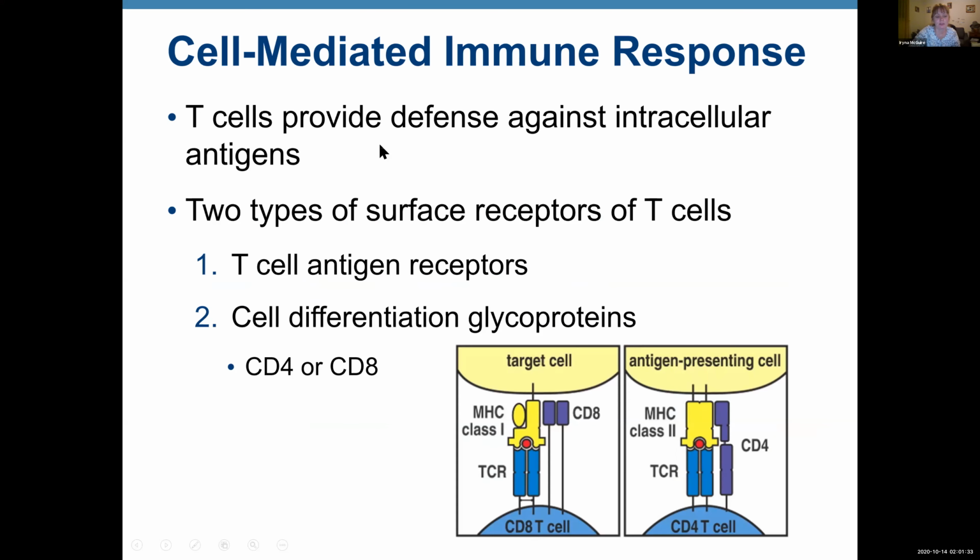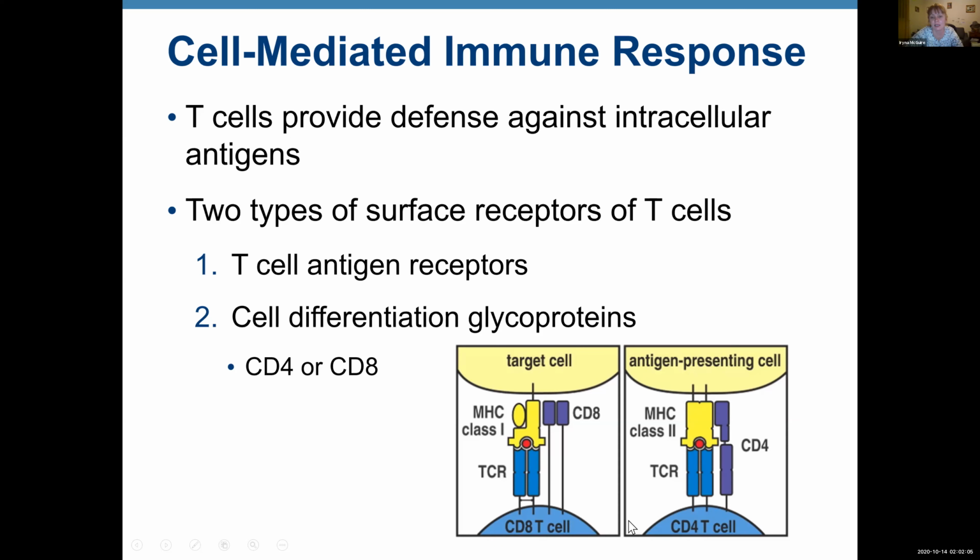Humoral immunity happens in fluids of the body. Cell-mediated immunity is your defense against intracellular antigens. So two types, and the cells that are part of cell-mediated immunity are T cells. Now over here in blue, you see two different T cells. We have more than two, but those are kind of the major ones, CD8 and CD4.